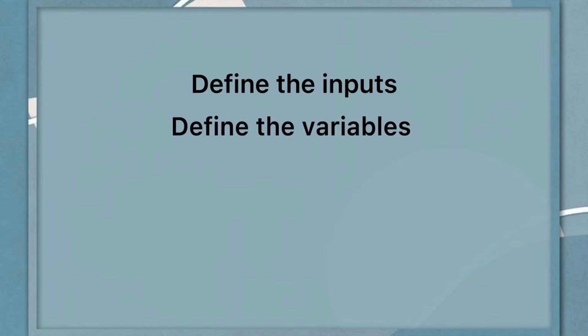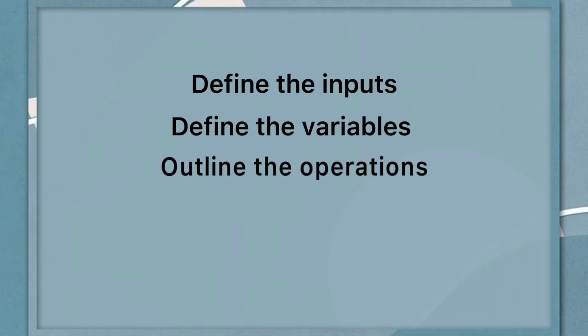How to write an algorithm. First, define the inputs. Second, define the variables. Third, outline the operations. Fourth, output the results.